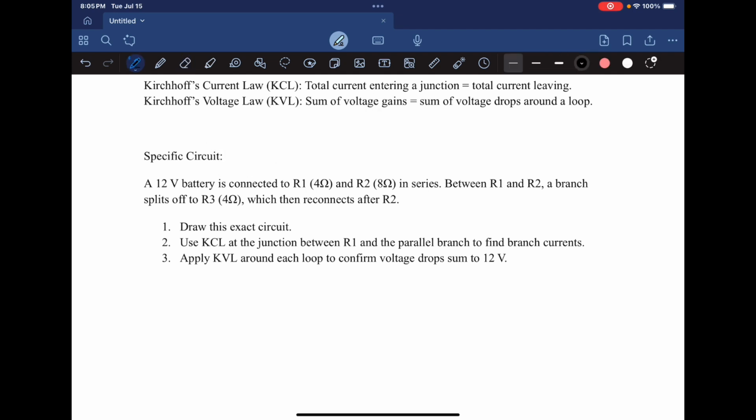And then Kirchhoff's voltage law says that the sum of the voltage gains equals the sum of voltage drops around a loop. So let's say we have our battery, here's a resistor, very simple circuit. The voltage gained around the loop is going to equal the voltage drop from this battery. And the voltage drop from the battery is always negative.